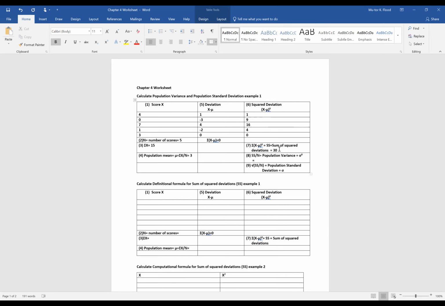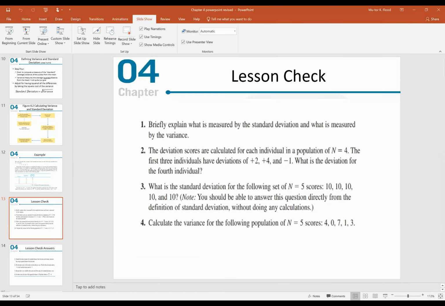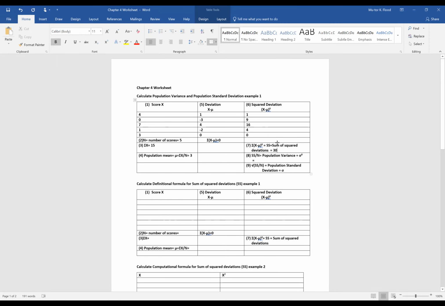So what does the question ask? Oh, the question asks for the variance. Our sum of squared deviations is 30. To get our variance, we're going to take the sum of the squared deviations and divide by the number of scores, which was 5. So 30 divided by 5 is going to give us 6. So our population variance is 6.